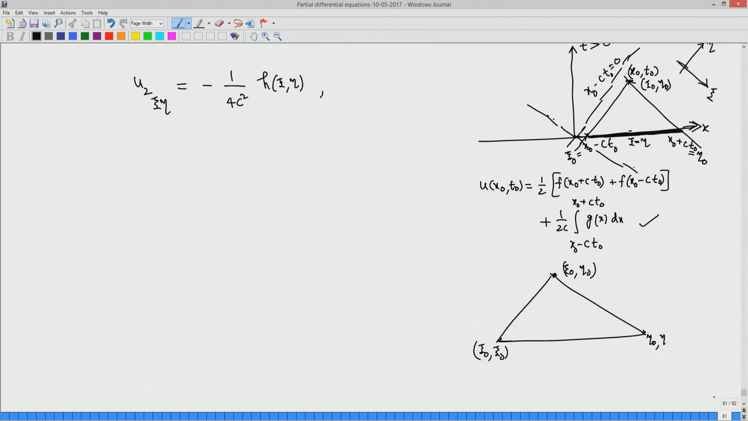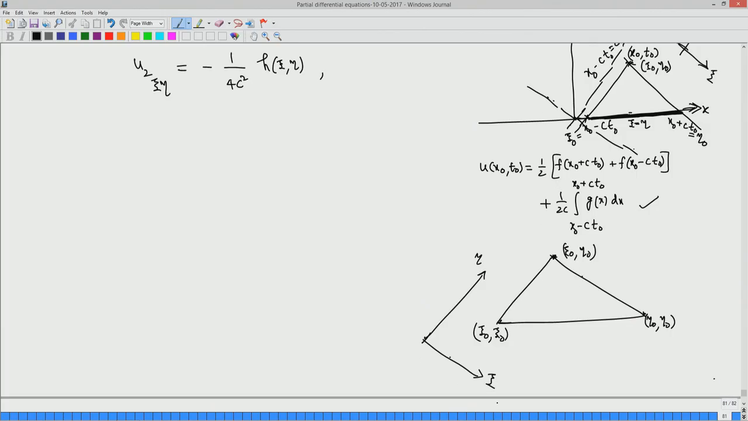So, eta naught is same as eta naught. So, this is your solution. This is your coordinate axis. This is parallel to your eta line, and this is parallel to this line. So, this is your xi line. So, within this you want to integrate this one.